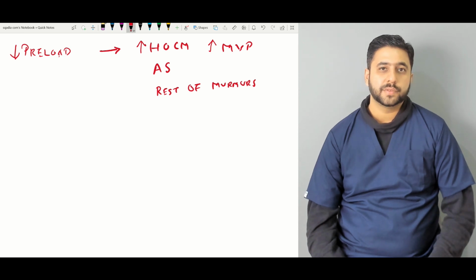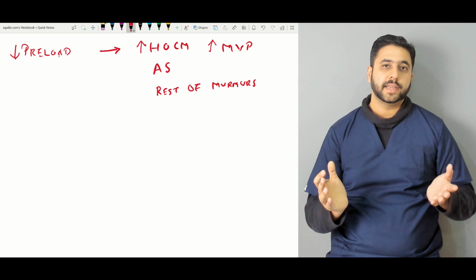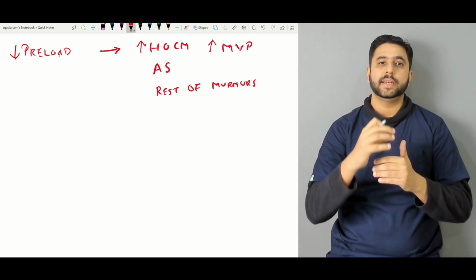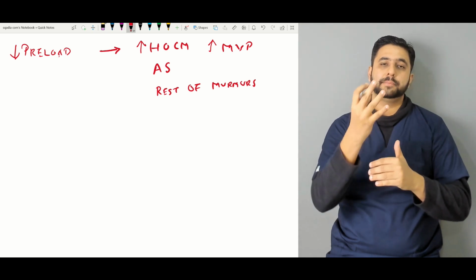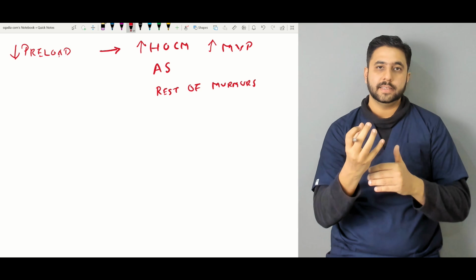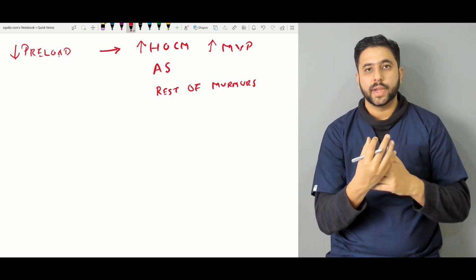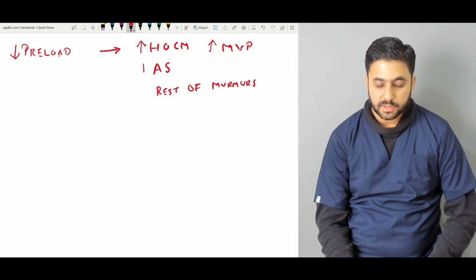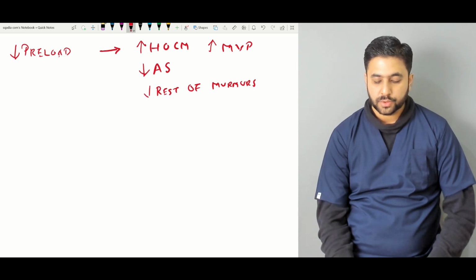What happens with the murmur of the aortic stenosis? Let's look at it. When there is decreased preload, the transvalvular gradient will start going down. Going down means the left ventricle will have less blood and the pressure in the left ventricle will start decreasing. The aortic pressure will remain the same. So this transvalvular gradient going down will lead to the softening of the murmur of aortic stenosis. So the aortic stenosis murmur generally goes down, and generally the rest of the murmurs also go down.